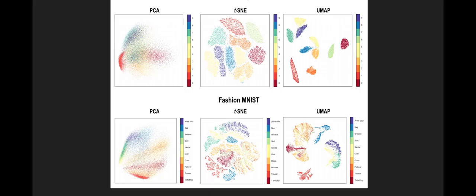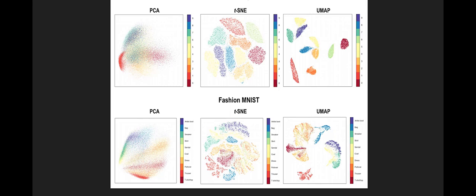SNE, T-distributed stochastic neighbor embedding. SNE is primarily used for visualization, but it can also be used for dimensionality reduction before applying KNN. However, it's computationally expensive and not suitable for very high-dimensional data or large datasets. It is also not deterministic, meaning running it multiple times might yield different results.